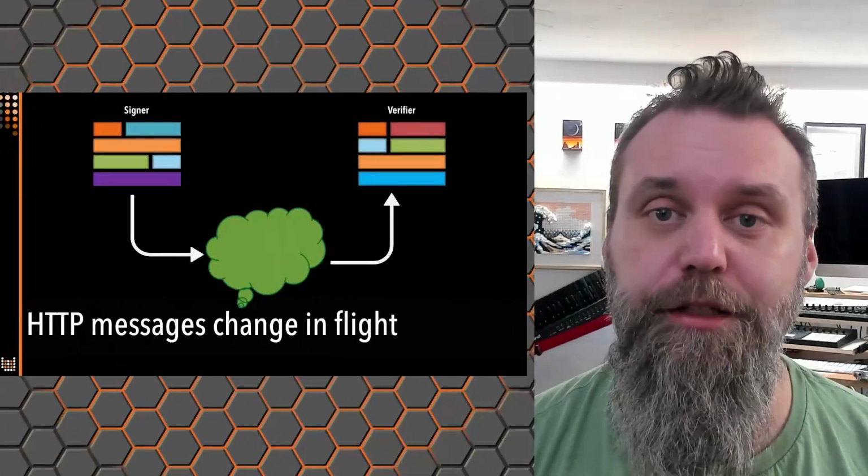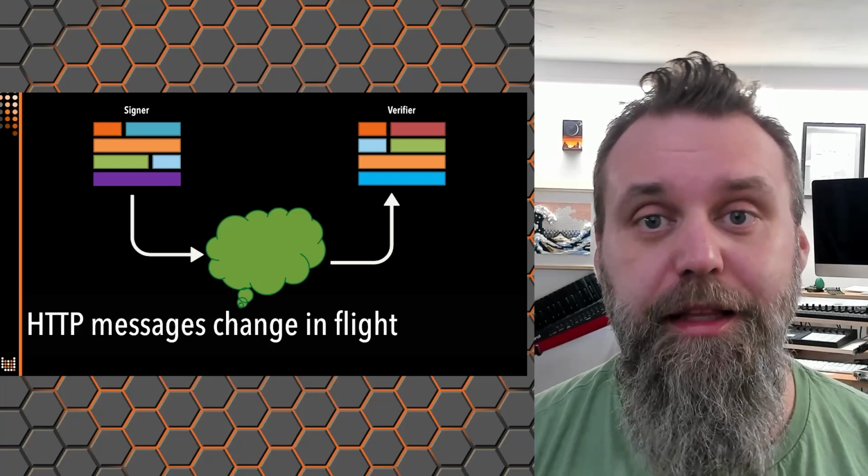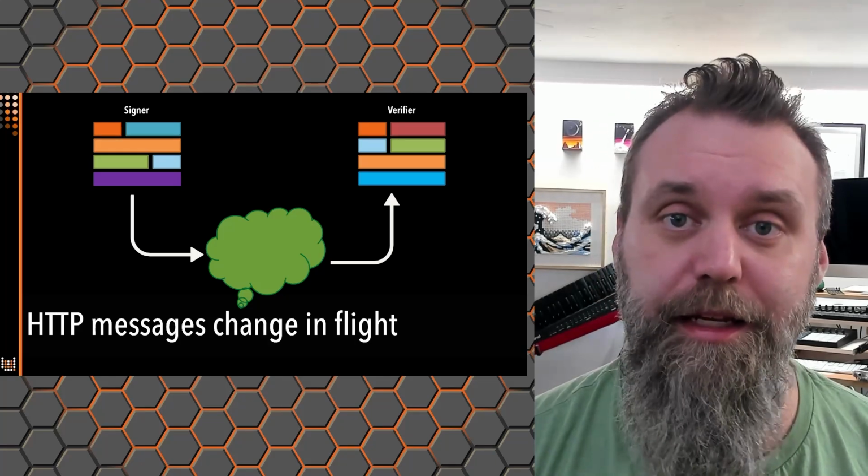Now, there's a lot of reasons that I might want to do something like that. I want to make sure that the sender is the sender that I intend. I want to be able to protect it across multiple hops. And that turns out to be a really hard thing to do with HTTP, because HTTP messages have a way of changing in transit. So the thing that I send, it doesn't look like the thing that gets received.